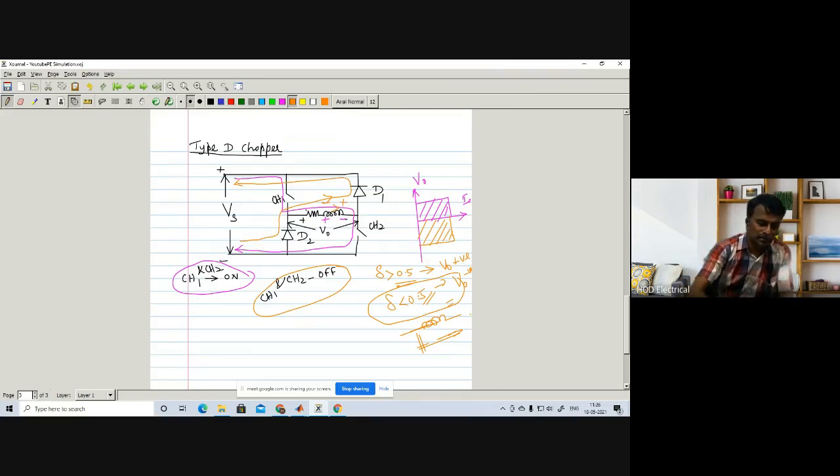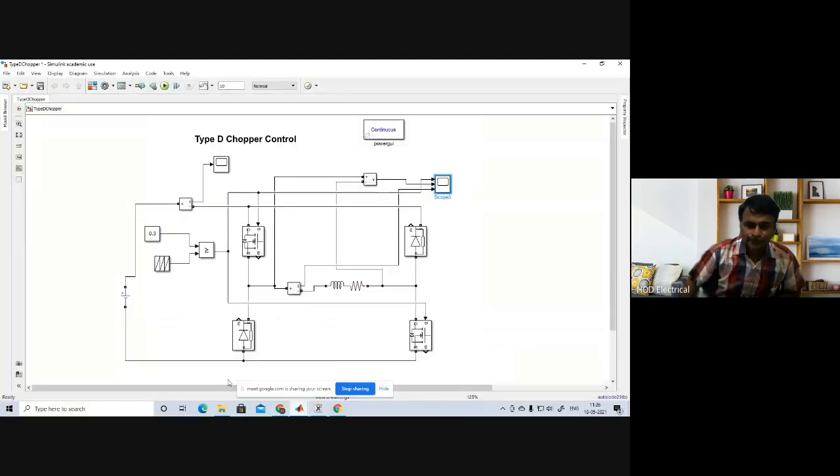Otherwise, output voltage will, more current will be there. So now let me share my simulation file. For example, this is the circuit. In this circuit, we have two switches. Two switches will be simultaneously on.